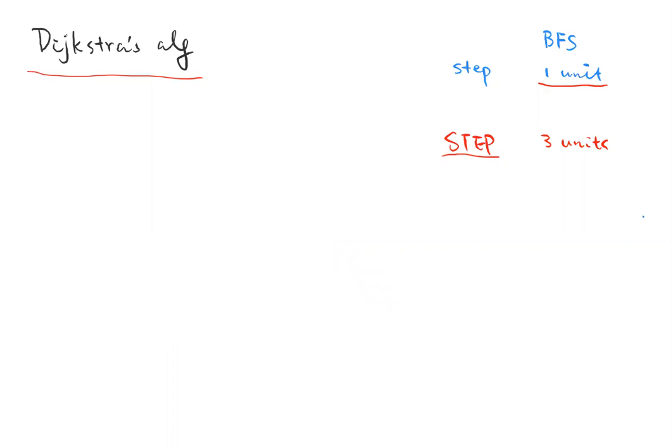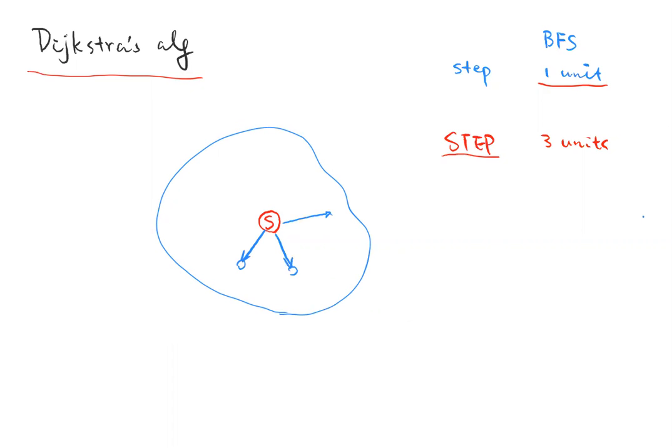So what happens is as follows. At any time we have a tree. Let me draw it this way, with S sitting in the middle. This tree contains the visited vertices. We call this tree T. That's a shortest path tree.